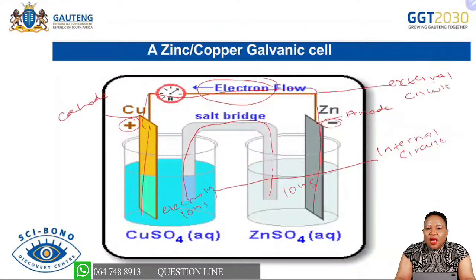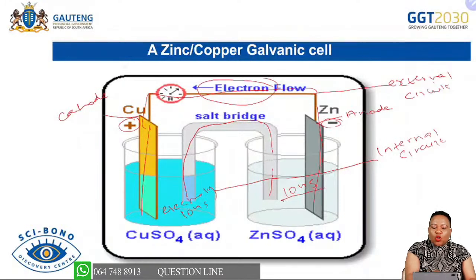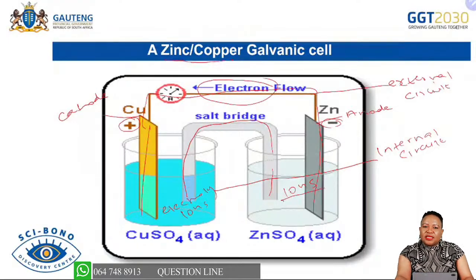As I said, our electrolytes are in a solution form and our electrodes are in a solid form. So therefore, electrodes will conduct electrons and electrolytes will conduct ions. Therefore, we refer to this as our internal circuit. So this is a complete galvanic cell. The example of this galvanic cell is a copper and zinc cell.